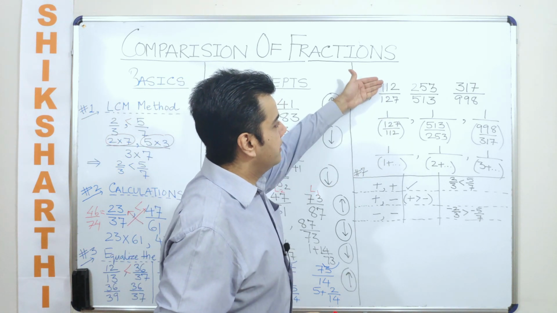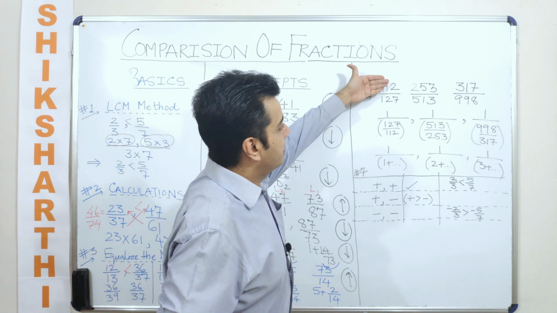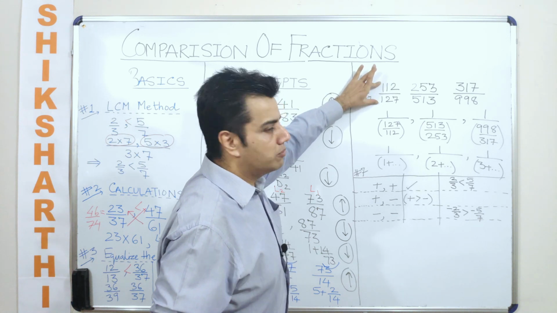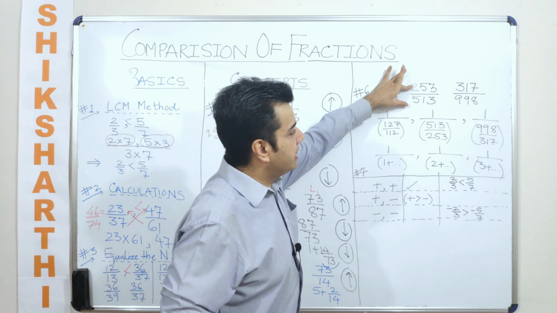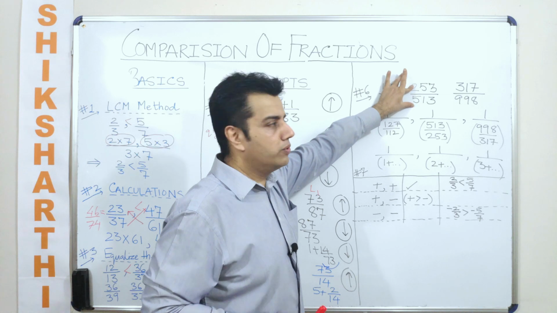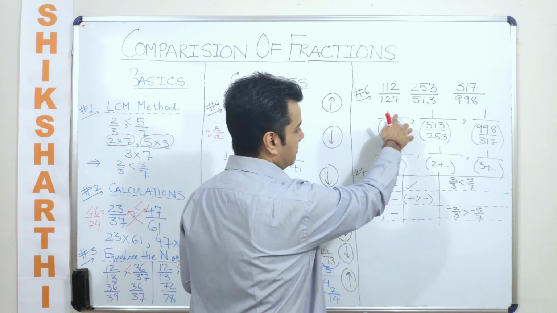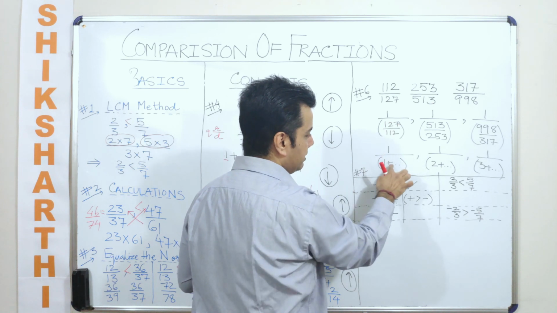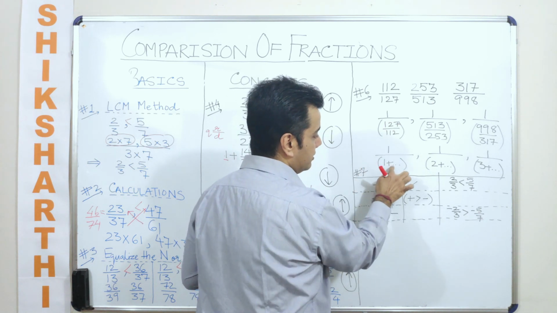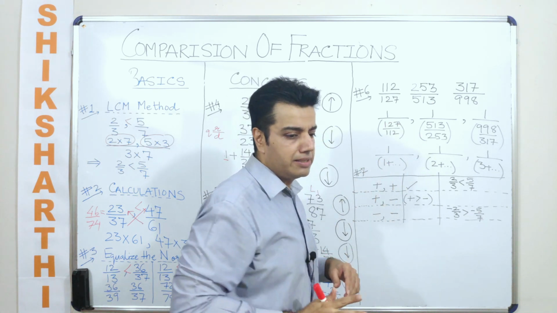What I have done here is I have divided the numerator and denominator both by 112. Same here, I have divided the numerator and denominator by 253 and so on. And then I have done the same. I have separated the integer part and the non-integer part. This means the non-integer part.